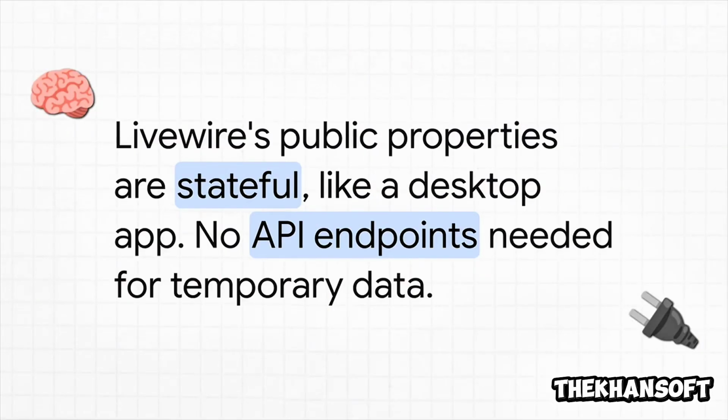And this is so much bigger than it looks. That public property, it's stateful. The server remembers its value between clicks, between interactions, just like a desktop app does. You know what this means? It means you don't have to write a bunch of API endpoints just to handle simple temporary data. It just works the way you'd expect it to.